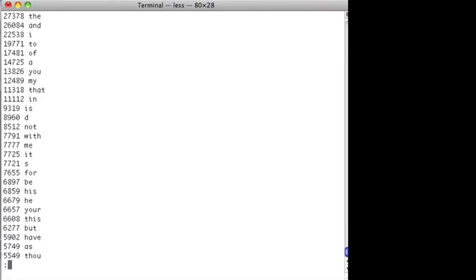All right, so now we've solved the problem of the ands. Now we only have lowercase and. We don't have our uppercase and appearing. But we have another problem. We have this d here. Why is the word d or the word s, why are they so frequent in Shakespeare?